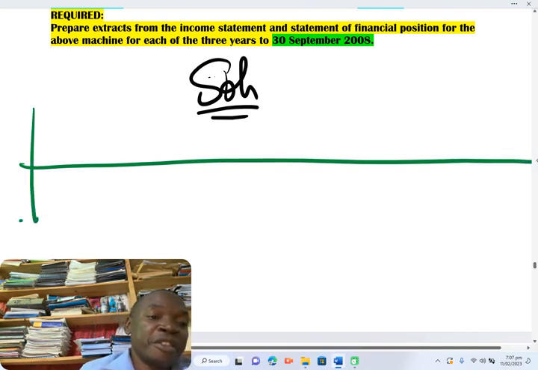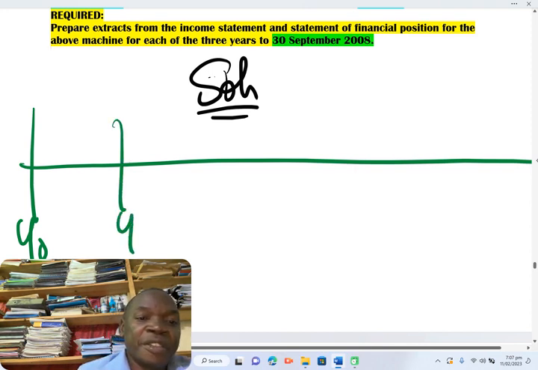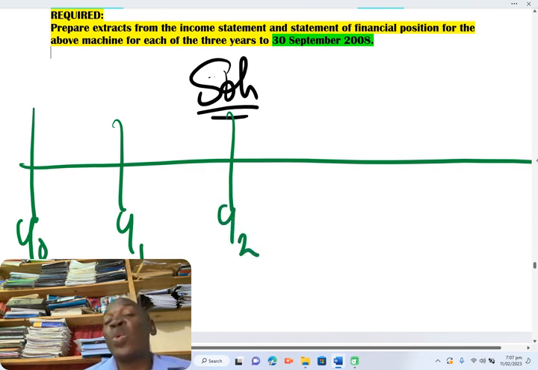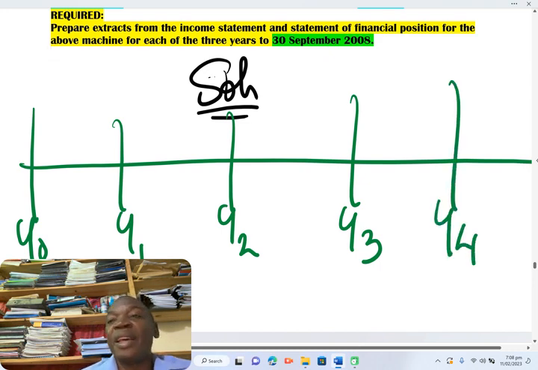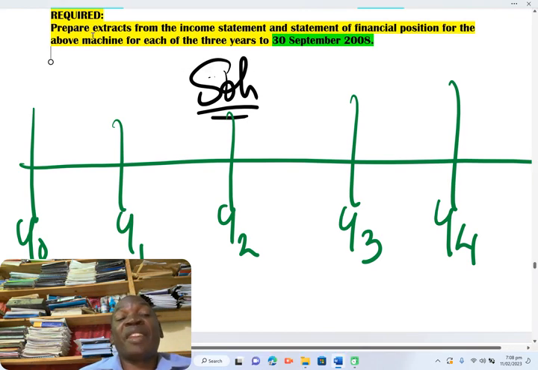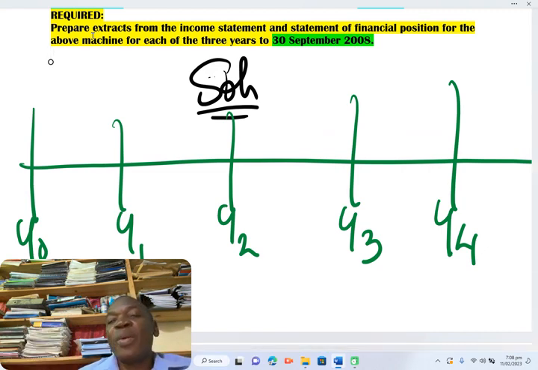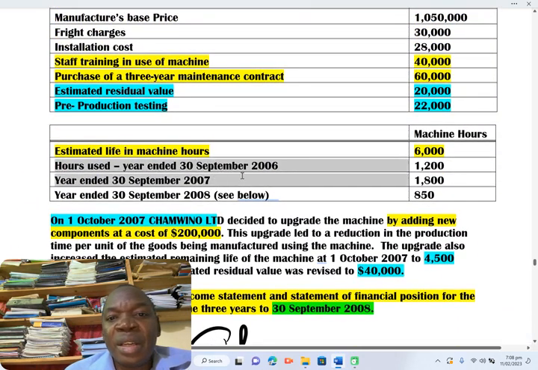We have year naught. We have year 1, and then year 2, and then year 3, and then year 4. In any case, secondly, you have to analyze the reporting date. What is year naught and what is year 1? When you see the data here, the end of September 2006, it is year 1.